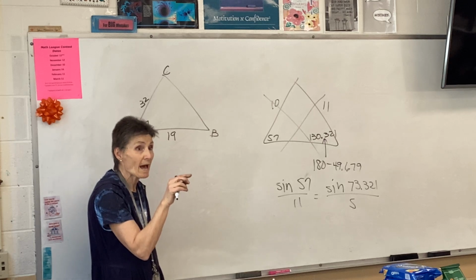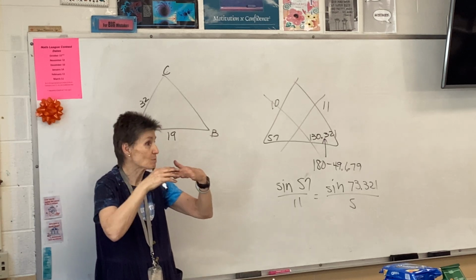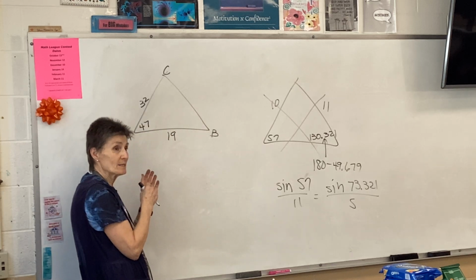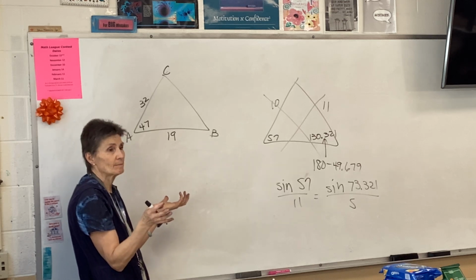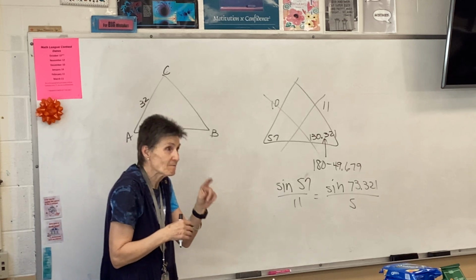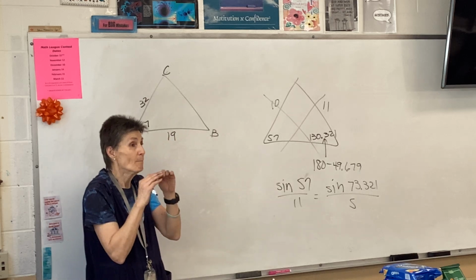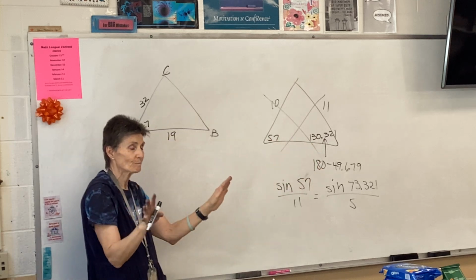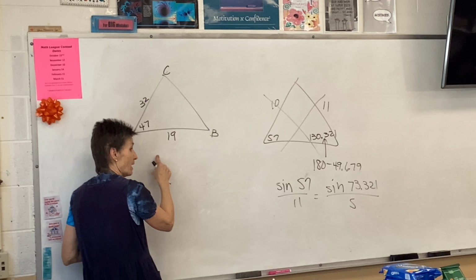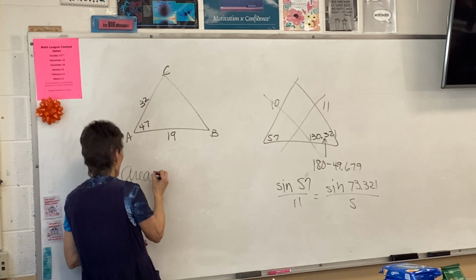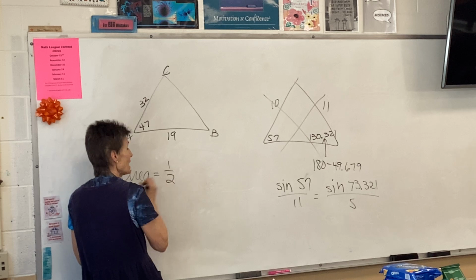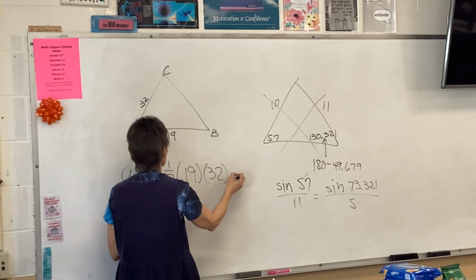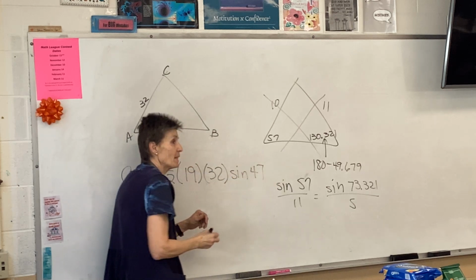So 1/2 base times height is what you have learned your whole life, how to find the area of a triangle. Can anybody tell me why that's a little inconvenient? I don't know the height. Could I find the height? Yes, I actually can. But luckily for us, someone a long time ago said, if you want to find the area of this triangle, all you have to do is take 1/2 times 19 times 32 times sine 47. What? That's a new formula?